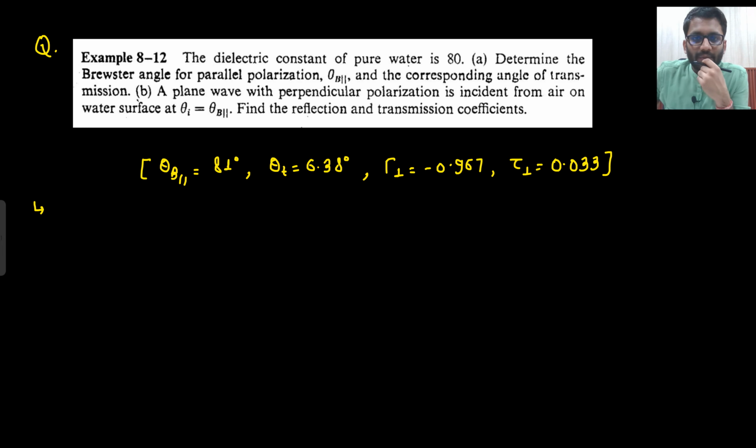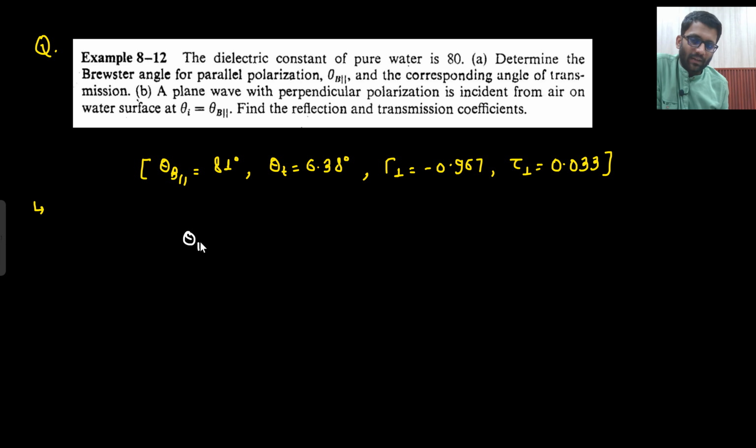The dielectric constant of pure water is given. Determine the Brewster angle for parallel polarization and the corresponding angle of transmission. A plane wave with perpendicular polarization is incident from air on a water surface at this angle. Find the reflection and transmission coefficients. Okay, let's start. First we need to find the Brewster angle. Here they did not mention mu r, so by default I will take it as 1. I need to find the Brewster angle for parallel polarization.